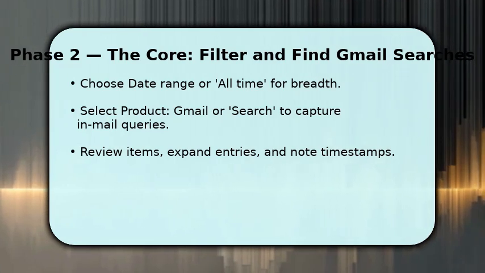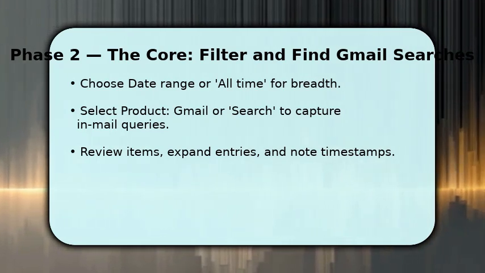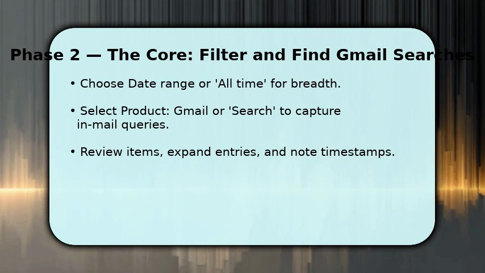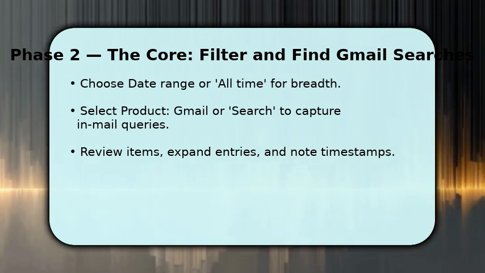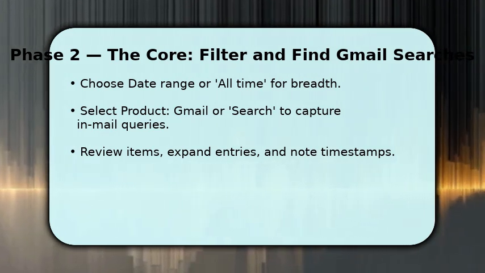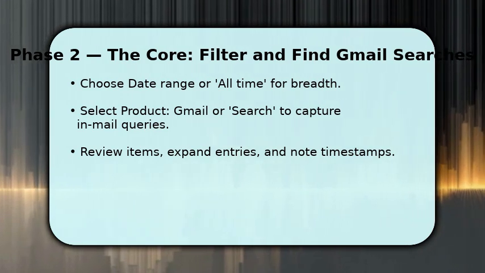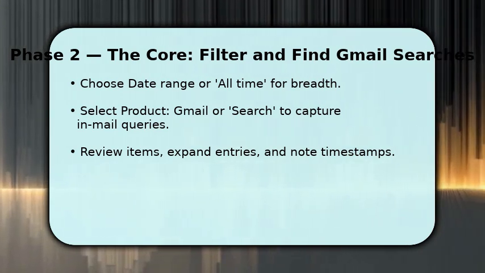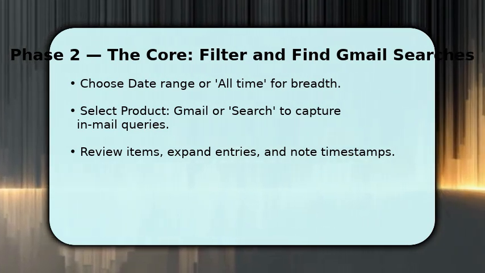Once done with the account and filter screen, set a date range that covers when you think the searches occurred. Choose all time if unsure. Then select the product filter, pick Gmail if available, or search to capture queries typed inside Gmail. Make sure to apply the filter, then scroll through the ordered list.